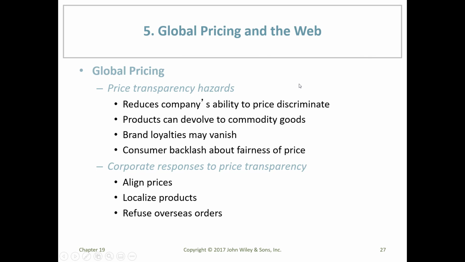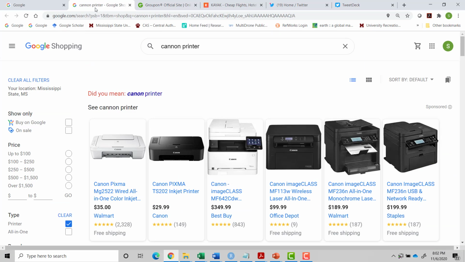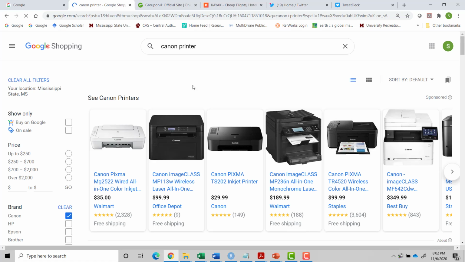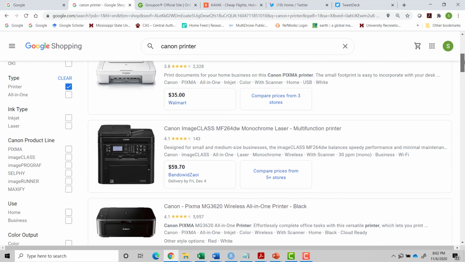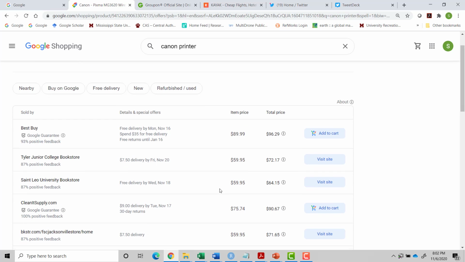Okay, so we talk about some of the aspects of how the web affects business. And one of the things is price transparency. Now, we've already talked about price transparency in terms of a single currency earlier this semester, but let's just do a Google shopping search. And we're going to search for a Canon printer. Let's get a popular printer. This one's obviously a popular one. It's in 10 stores. And we get a shopping comparison.